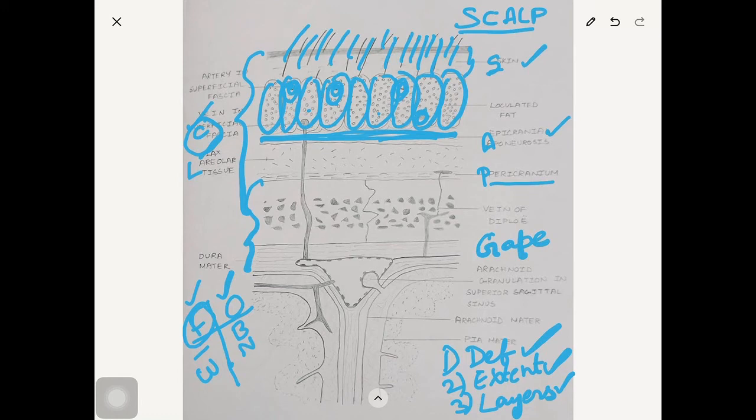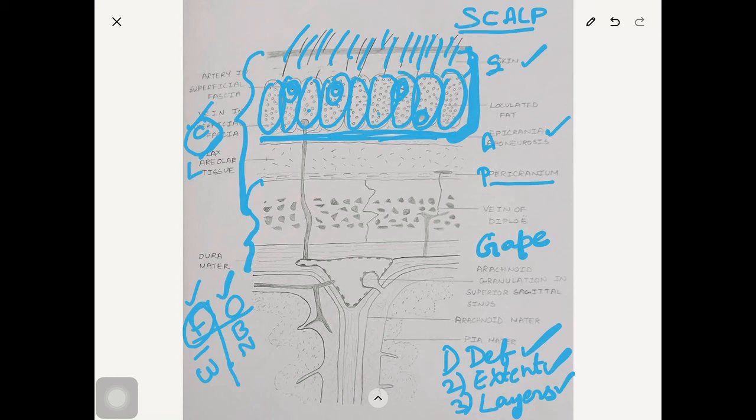If you see these three layers, this dense connective tissue layer connects the first layer and the third layer as if as one unit. So unless you do the micro dissection of these three layers, it is difficult to dissect the three layers separately in the dissection in the cadavers or in the surgeries.